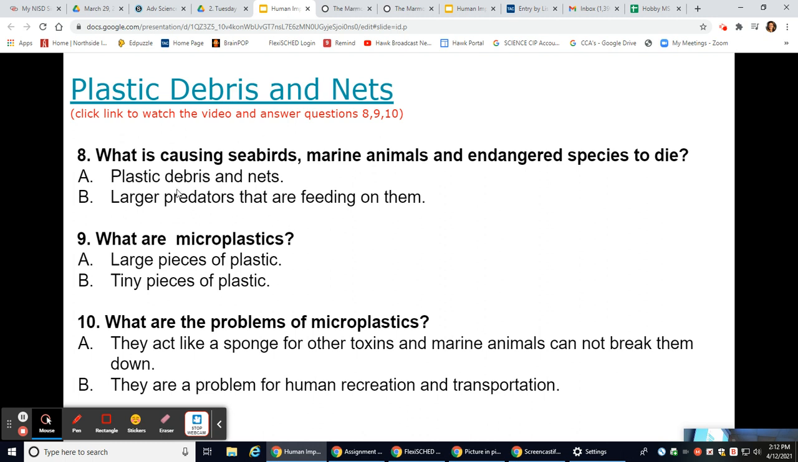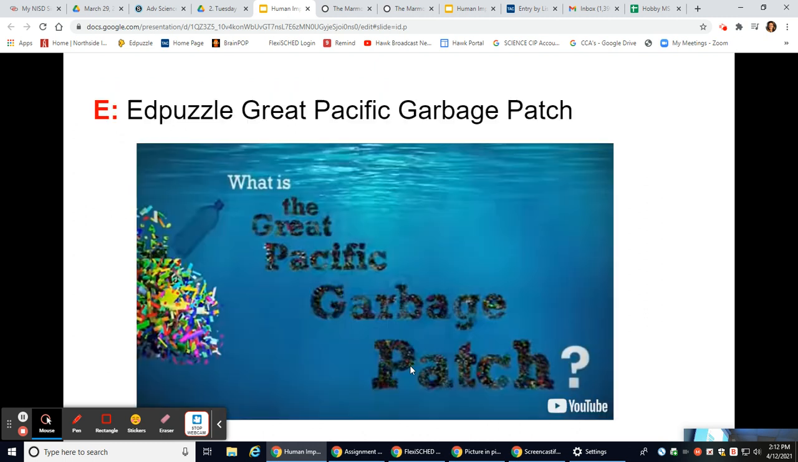Okay, so what is causing seabirds, marine animals, and endangered species to die? So it's going to be plastic debris and nets. What are microplastics? Tiny pieces of plastic. What are the problems of microplastics? Okay, they act like a sponge for other toxins, and marine animals cannot break them down.